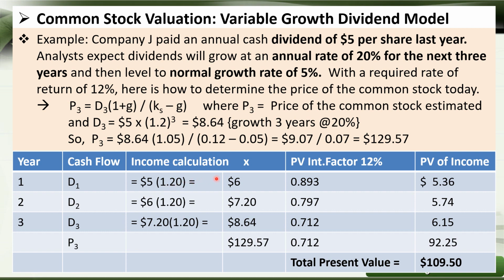Accordingly, for the first year the dividend cash flow is $6. For the second year, the base is 6 multiplied by 1.20, the growth rate, so it becomes $7.20. The third year it becomes $8.64. That is adjusted with the present value factor, taking the annual expected rate of return of 12%, for year 1, year 2 and year 3. On the third year, we take the share value of that stock.